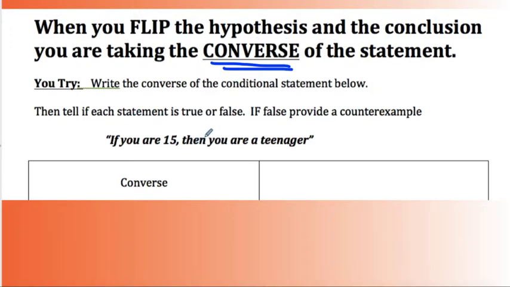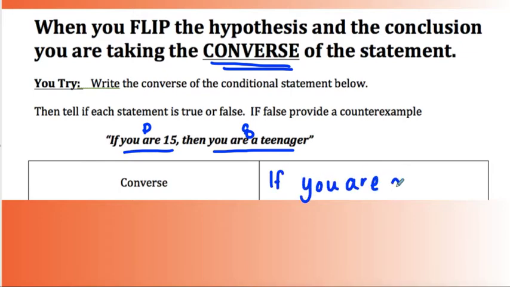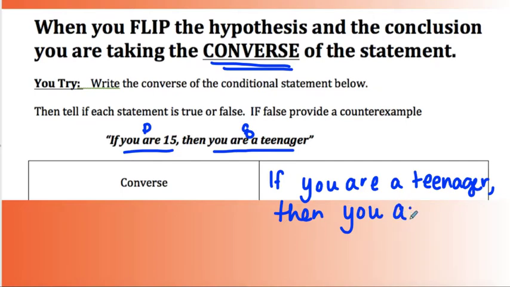All right, so let's look at a conditional statement. If you're 15, then you're a teenager. So you are 15 is P, the hypothesis, and you are a teenager is Q, the conclusion. So if I want to write the converse, I'm going to say, if you are a teenager, then you are 15. Well, let's look at the conditional statement. If you are 15, and they're saying that is the true part, that's the hypothesis, then yes, if you're 15, you are a teenager. So this is a true statement.